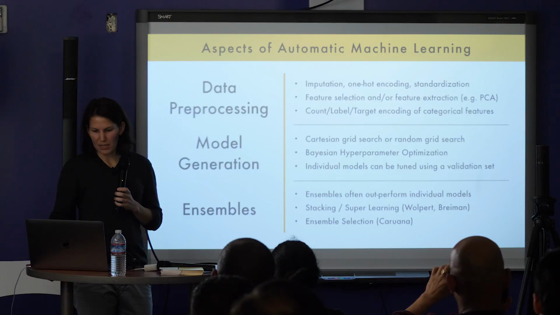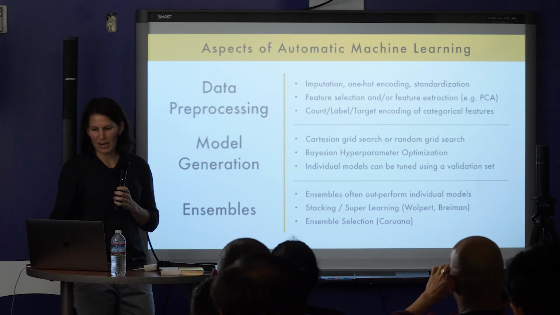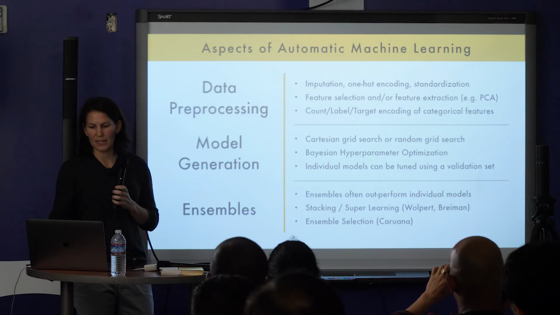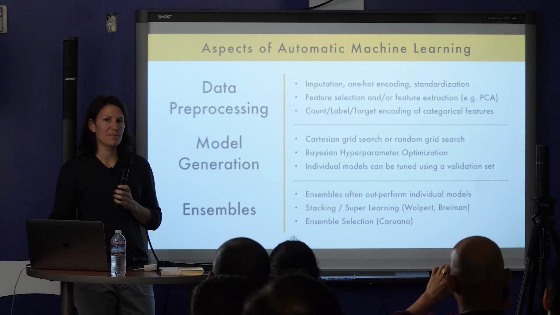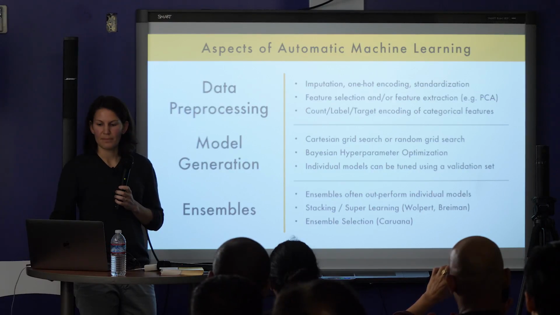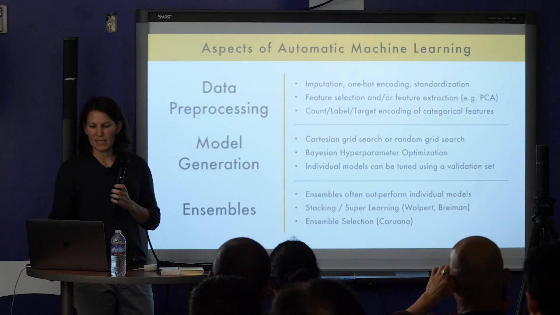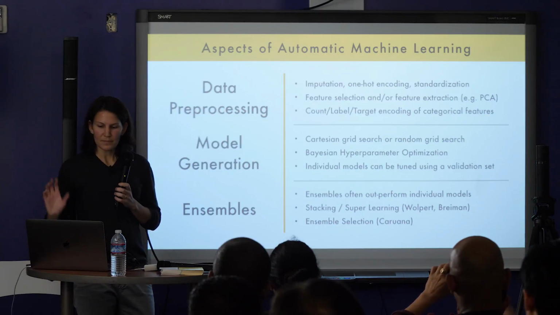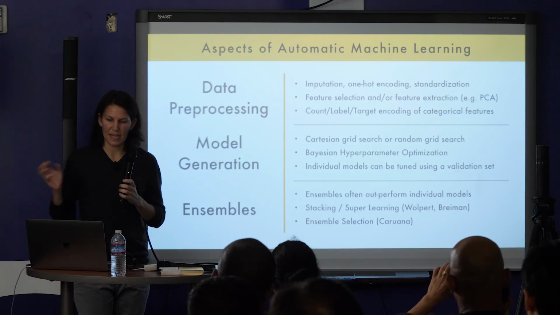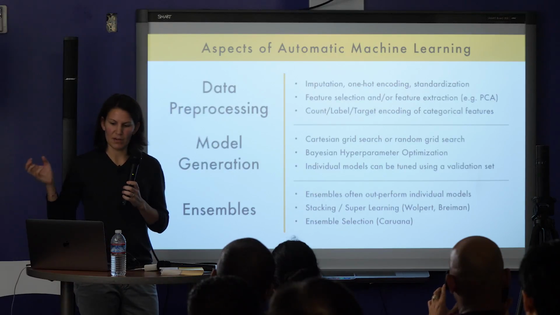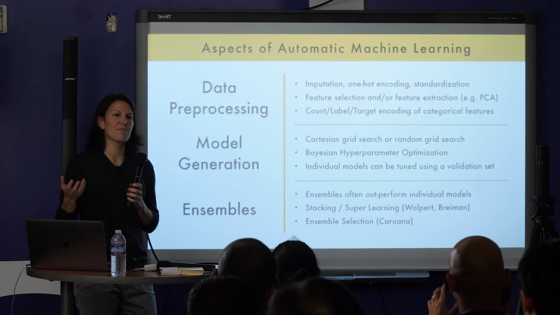So then in model generation, I've mentioned grid search and random grid search. There's also something called Bayesian hyperparameter optimization. Basically, you learn this secondary side model that's helping you choose the next set of parameters to try.